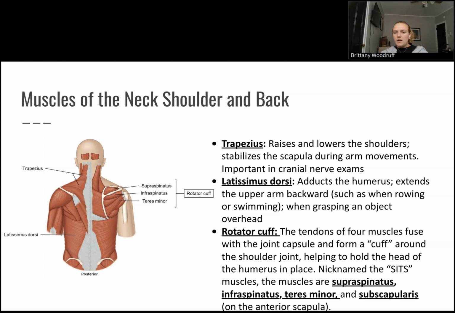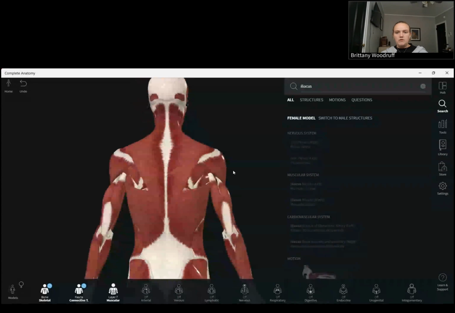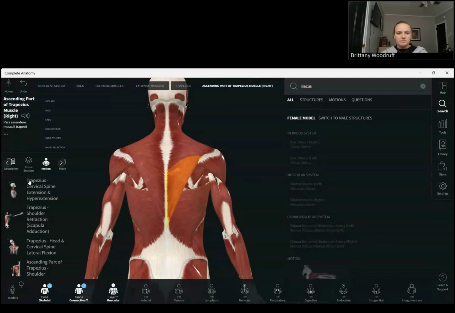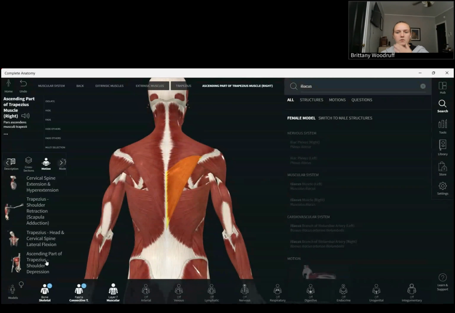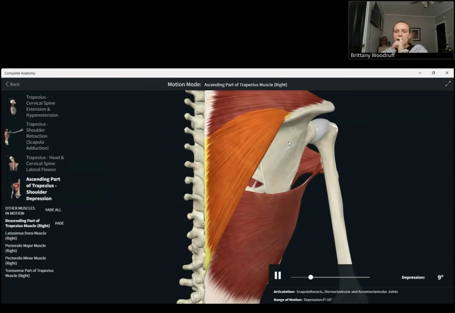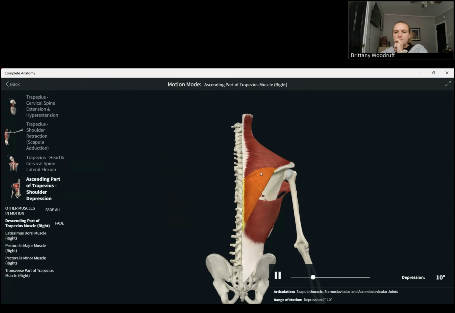So, looking at these muscles in motion. You can see your trapezius muscle here. Shoulder depression: it's pulling your shoulders down. You also have this upper part here, which is responsible for elevating the shoulders, so pulling those back up. That is your trapezius muscle here.